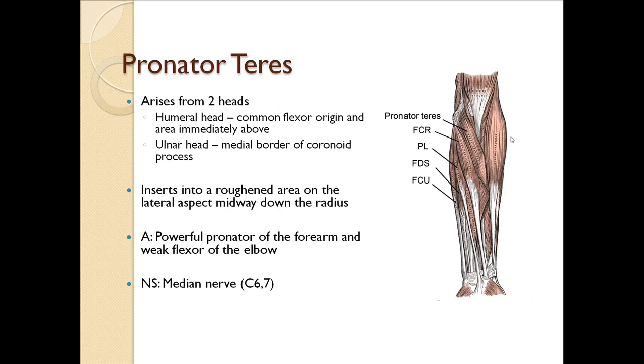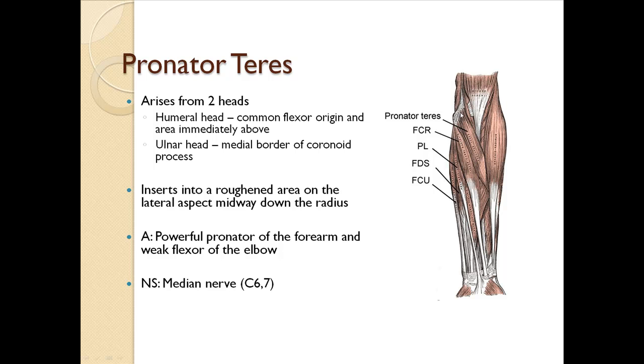Moving down into the forearm, the muscles that produce the movement of pronation. Here we've got the medial epicondyle over here, so we've got all our muscles coming off the medial epicondyle. Here we can see the brachioradialis muscle that we mentioned earlier. Okay, and over here we've got pronator teres coming obliquely across.